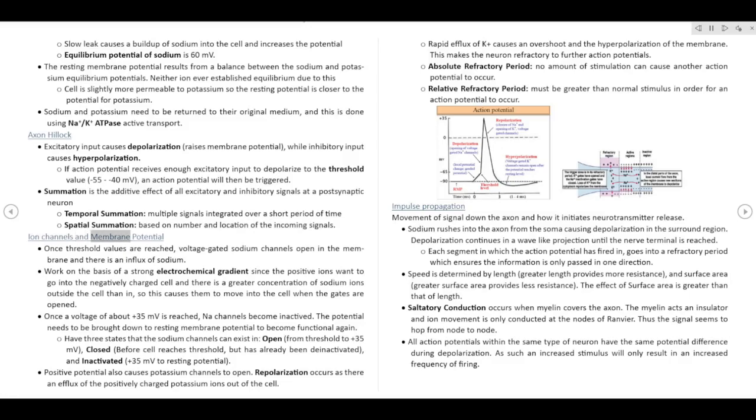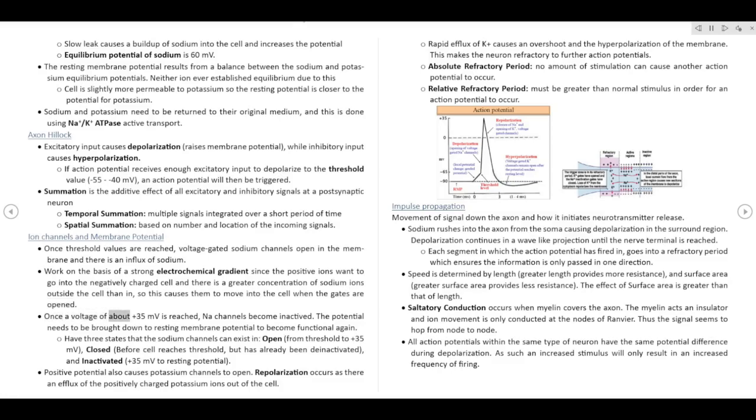Ion channels and membrane potential. Once threshold values are reached, voltage-gated sodium channels open in the membrane and there is an influx of sodium. Work on the basis of a strong electrochemical gradient since the positive ions want to go into the negatively charged cell and there is a greater concentration of sodium ions outside the cell than in, so this causes them to move into the cell when the gates are opened.